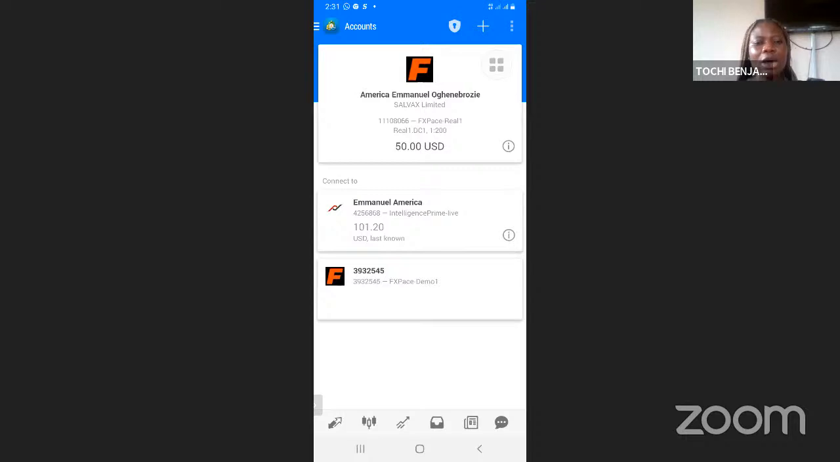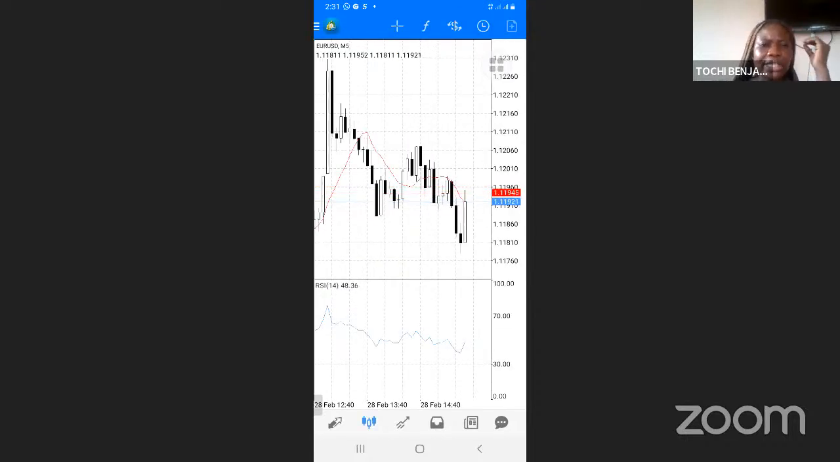Now this is it. On the lower part of this phone, you can see an arrow pointing up and one pointing down. You can see three things that look like a candlestick. That will bring it to your chart. Let's take it one after the other. So come to your chart, click on the first icon.